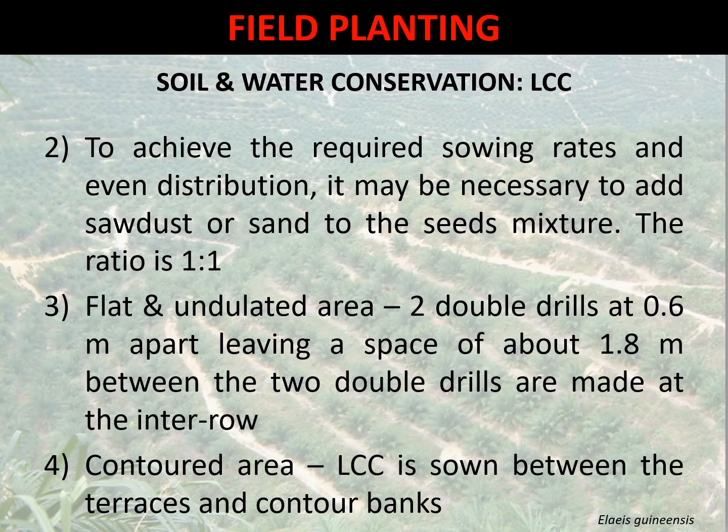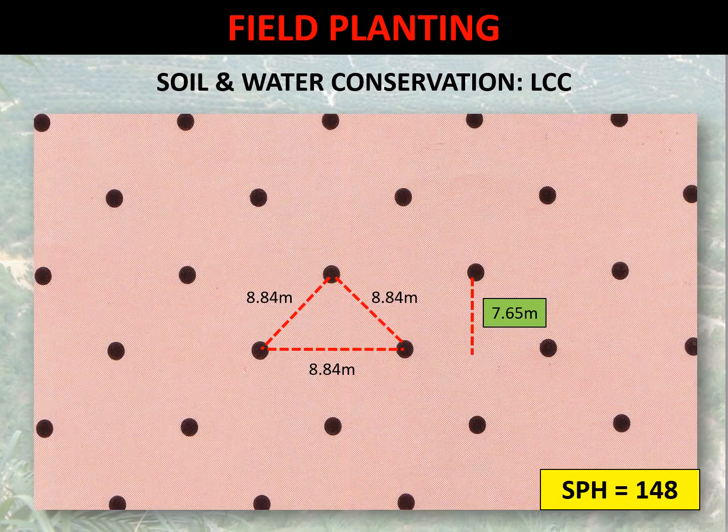To achieve the required sowing rates and even distribution, it may be necessary to add sawdust or sand to the seeds mixture with a ratio of 1:1. In a flat and undulated area, 2 double drills at 0.6 meter apart, leaving a space of about 1.8 meter between the 2 double drills, are made at the interrow. In the contoured area, the LCC is sown between the terraces and contour banks. This figure shows the LCC establishment.